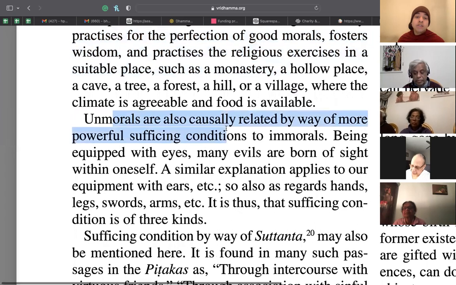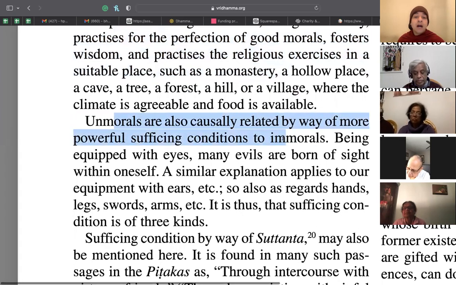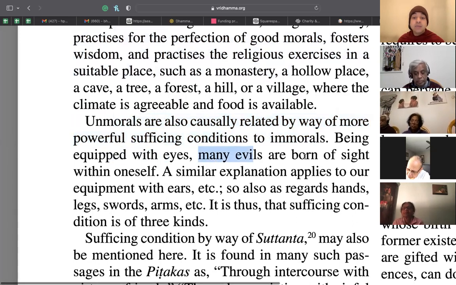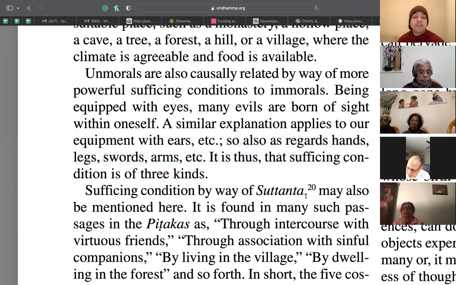Immorals are also causally related by way of more powerful sufficing conditions to immorals. Being equipped with eyes, many evils are born of sight within oneself. A similar explanation applies to our equipment with ears, etc. So also as regards hands, legs, swords, arms, etc., it is thus that sufficing condition is of three kinds.